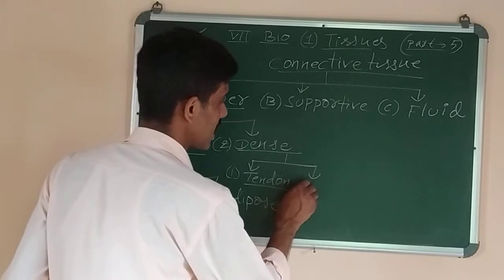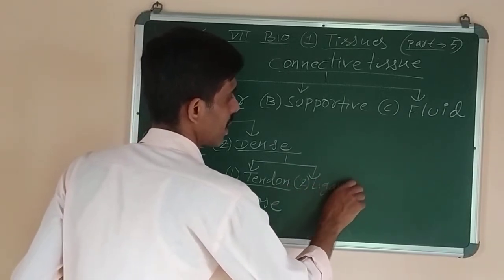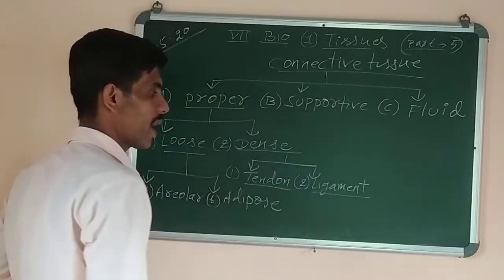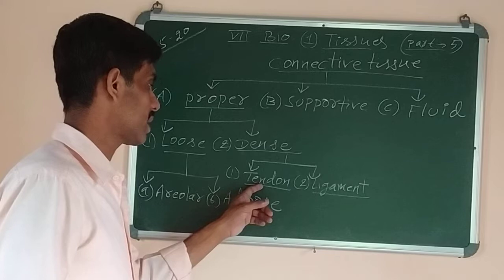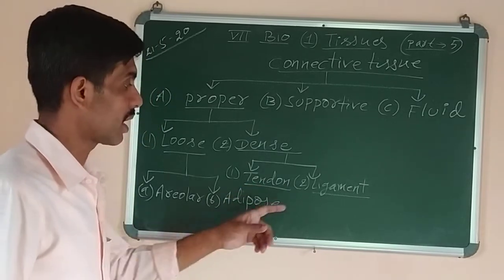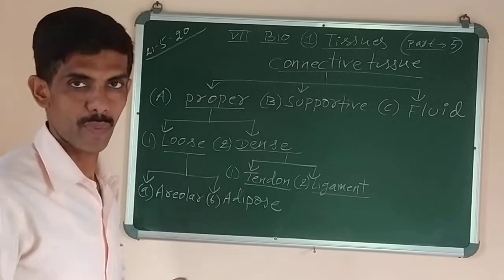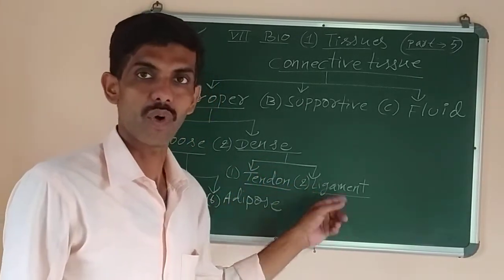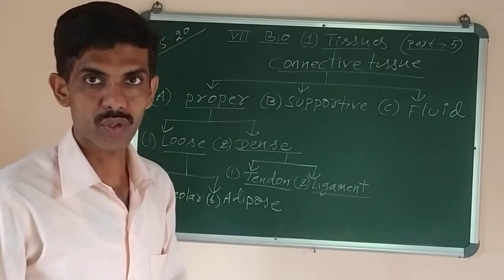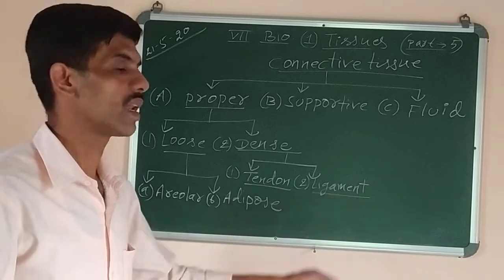The second one is ligament. Tendons and ligaments, okay? Ligament is the type of dense connective tissue, proper connective tissue, which helps to attach one bone with the other at the joints. You know what is joint? The place where 2 bones meet.